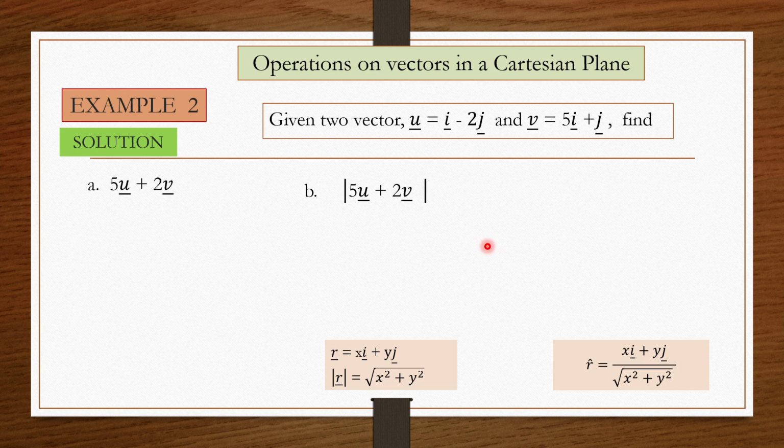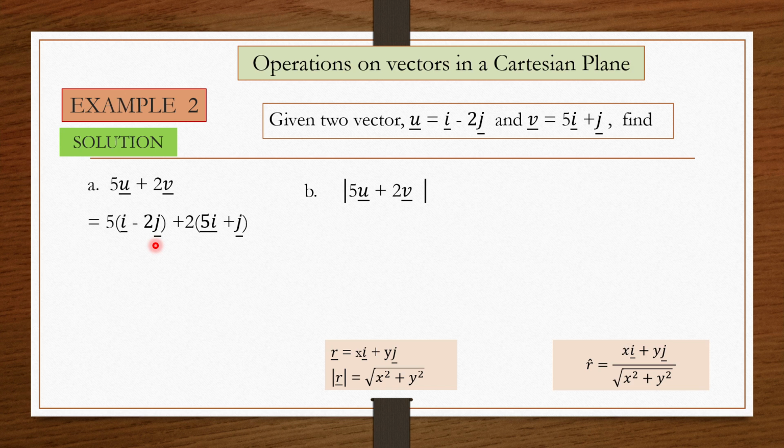Okay, let's try one more example of the same kind. Here you are given two vectors, u as i minus 2j and v as 5i plus j. Let's solve the first question, that is to find 5u plus 2v. You just replace the given vectors u and v in terms of i and j. Expand this. Now remember, when you substitute, make sure you use brackets, otherwise your answer will be wrong.